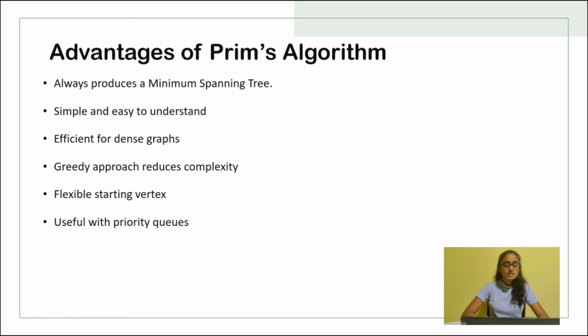Fourth one is greedy approach reduces complexity. Makes a locally optimal choice at each step, leading to a globally optimized solution. Flexible starting vertex. Can start from any node and the final minimum spanning tree cost remains the same. Last one is useful with priority queues. With data structures like heaps, it becomes very fast.